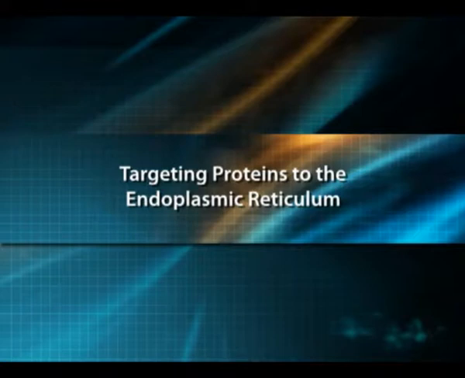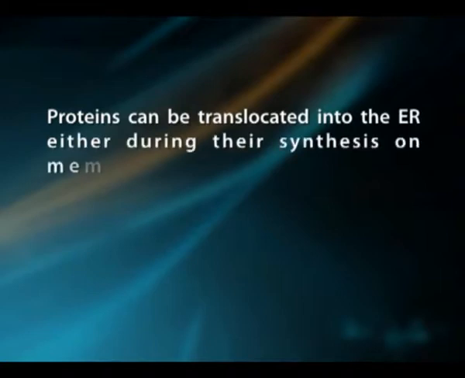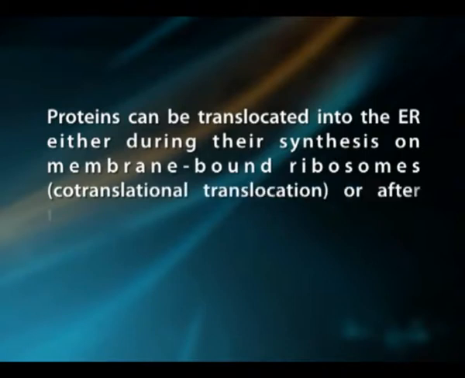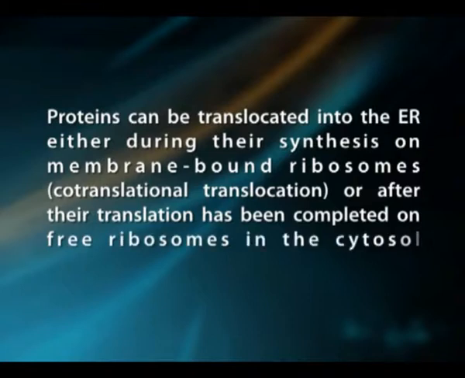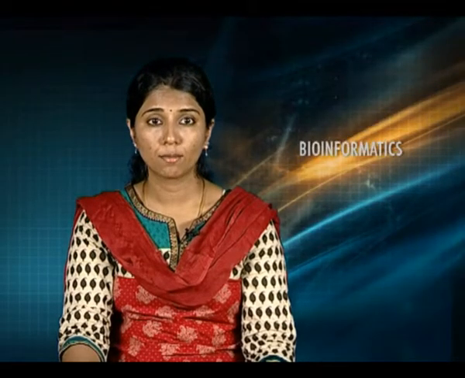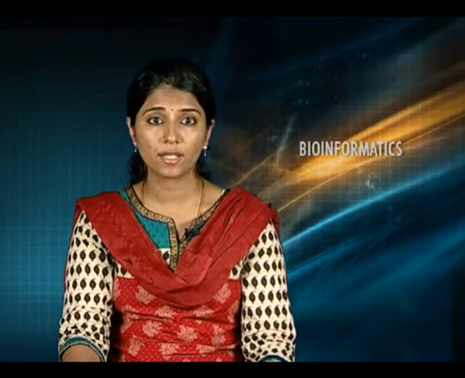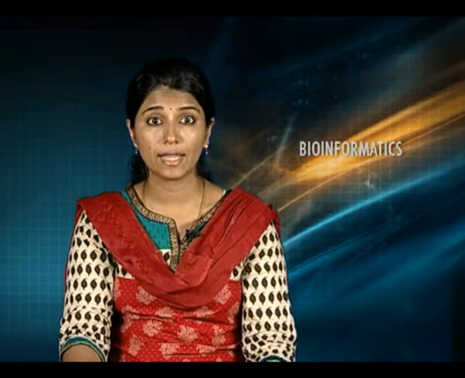Targeting proteins to the endoplasmic reticulum. Proteins can be translocated into the endoplasmic reticulum either during synthesis on membrane bound ribosomes, which is called co-translational translocation, or after the translation has been completed on free ribosomes in the cytosol, which is called post-translational translocation. In mammalian cells, most proteins enter the endoplasmic reticulum co-translationally, whereas both co-translational and post-translational pathways are used in yeast.